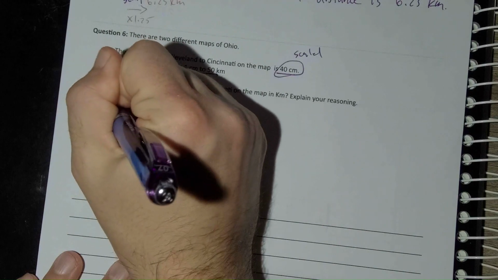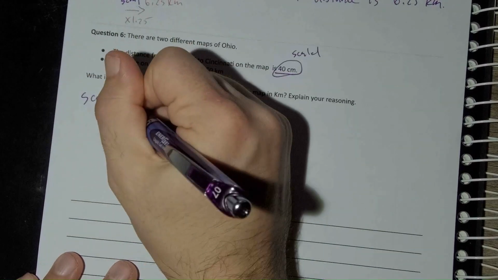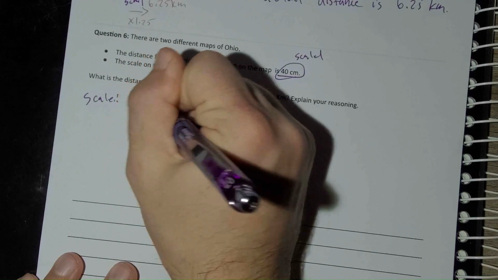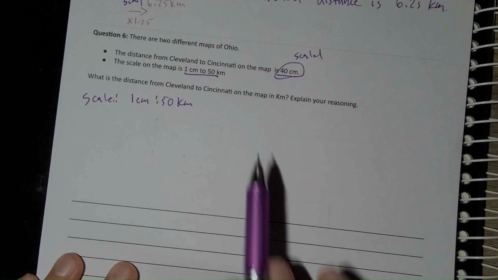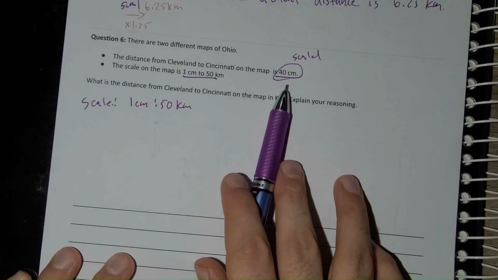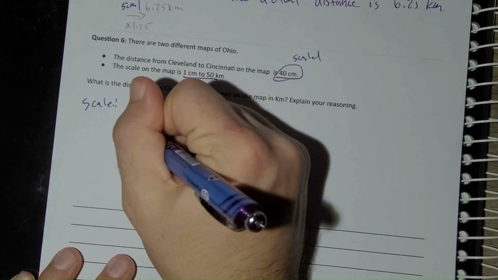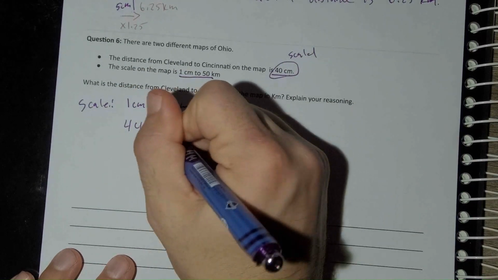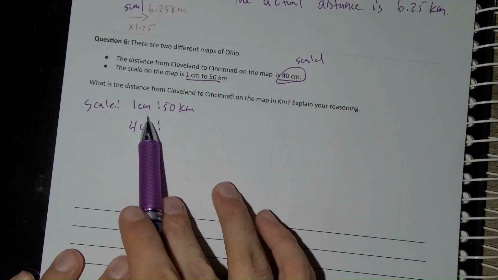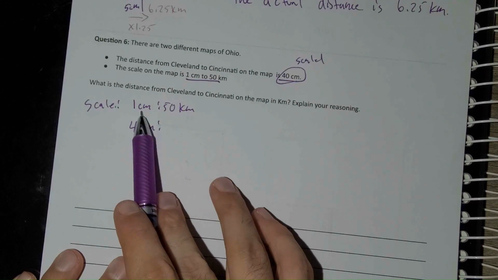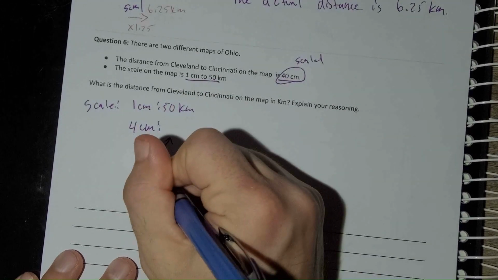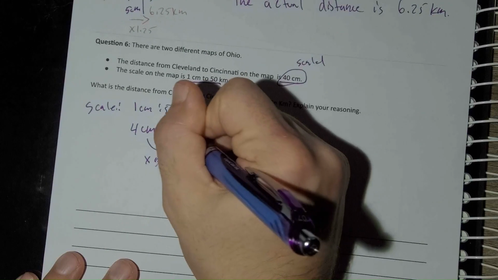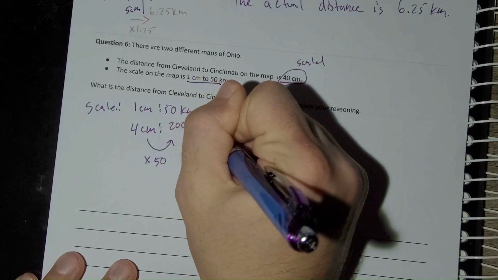Explain your reasoning. And so here we know our scale is given, which is 1 cm to 50 kilometers. And so there's 2 ways we can do this. Well, we know we're scaling to be 40 centimeters, right? And so our scale factor is just 50, right? What do you multiply 1 by to get to 50? Well, just 50. And so that means we can do 40 times our scale factor of 50 to get 2,000 kilometers.